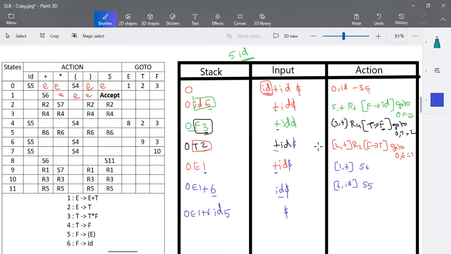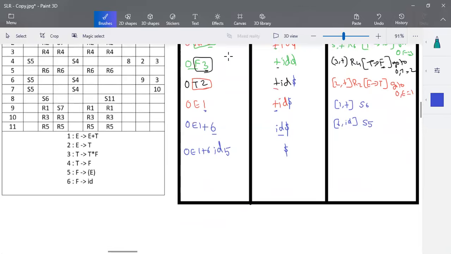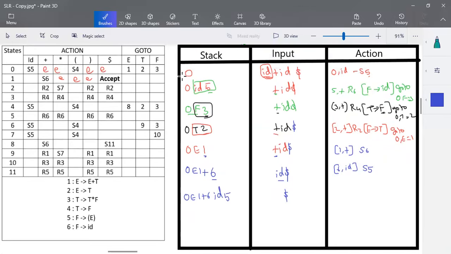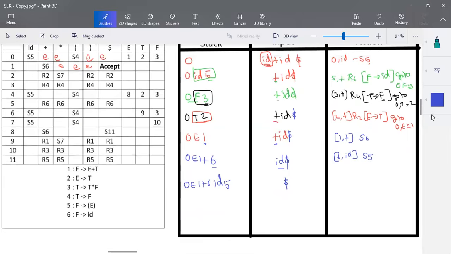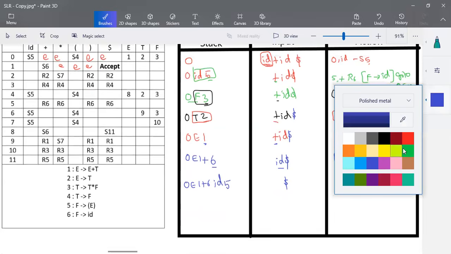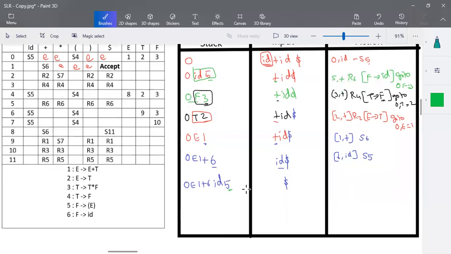So this is all done. As I told you, the topmost element of the stack should always be a state. When you look into the stack structure, in all the places the topmost element is a state: 0, 5, 3, 2, 1, 6, 5. Right? The next thing you want to perform is to check the entry for 5, comma dollar. 5, comma dollar consists of R6.